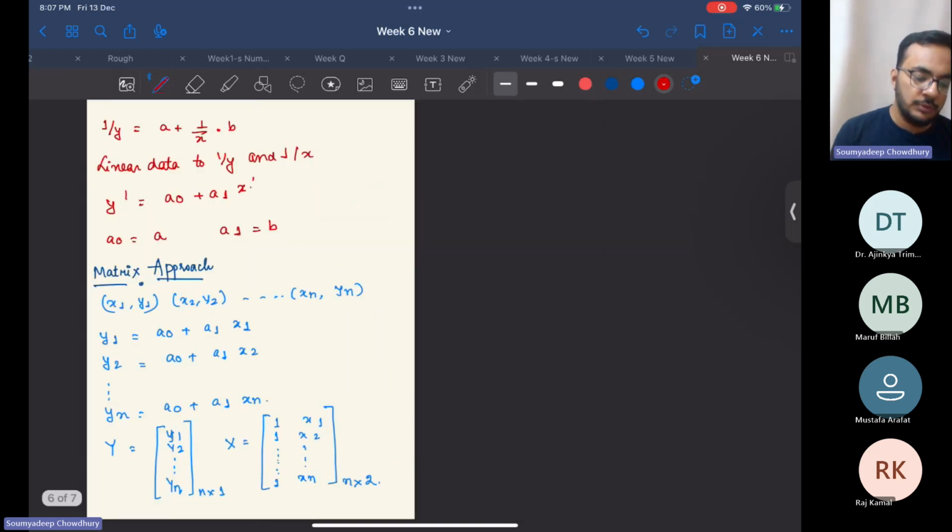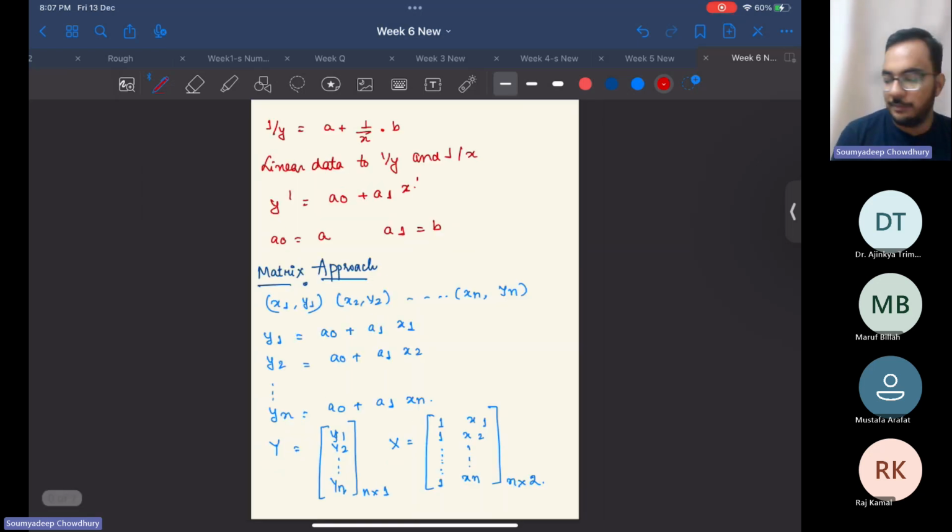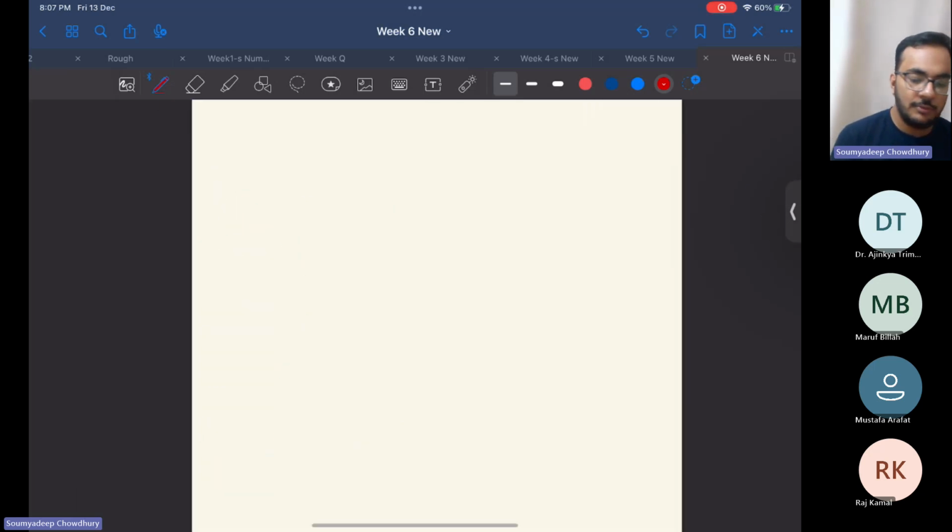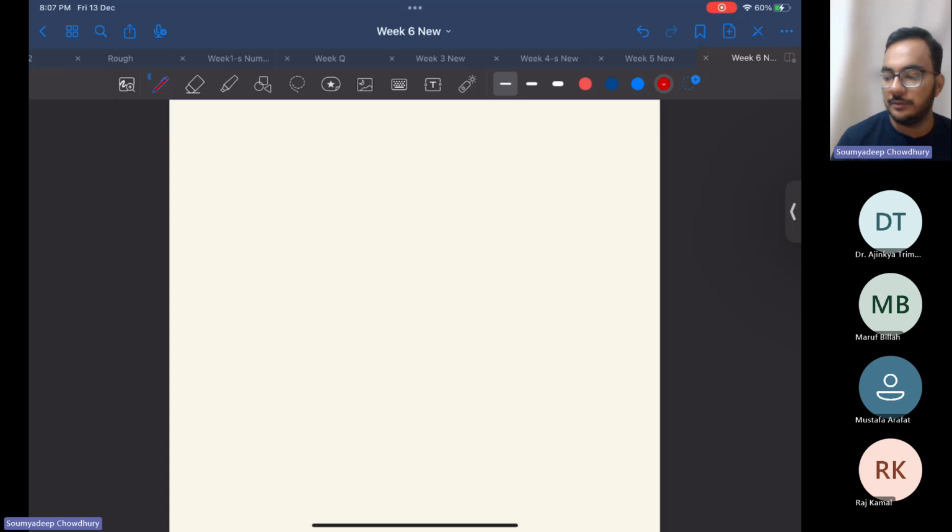Okay. So these are the two ways. One is the matrix approach and the other is the normal approach by which we can find the regression coefficients. So now we'll see two problems here, one with linearization of data and another one with non-linearization of data.